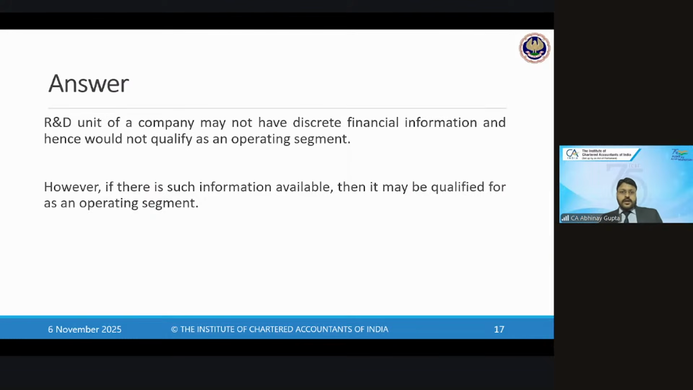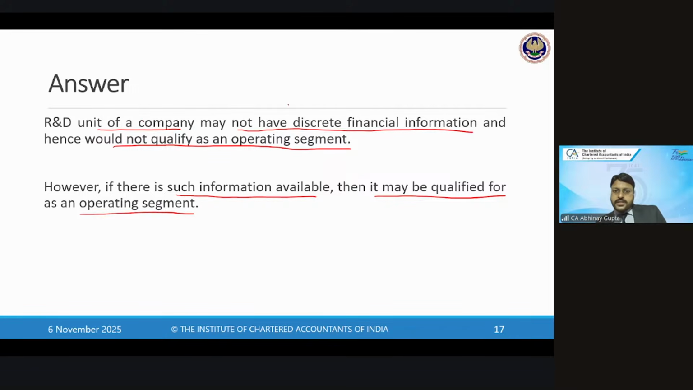So it is the R&D unit of the company, and may not have discrete financial information and hence would not qualify as an operating segment. However, if such information is available, then it may qualify as an operating segment. Now, why is it not having discrete financial information?